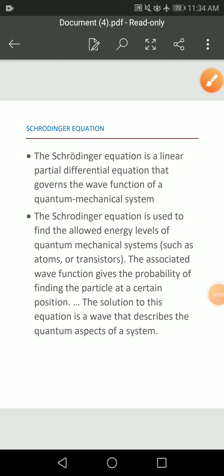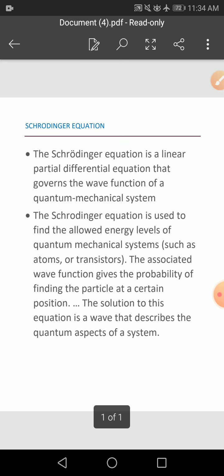Today we are going to discuss the Schrodinger equation in its integral form. We know the Schrodinger equation is a linear partial differential equation that governs the wave function of a quantum mechanical system. It is used to find the allowed energy levels of quantum mechanical systems such as atoms or transistors. The associated wave function gives the probability of finding the particle at a certain position.